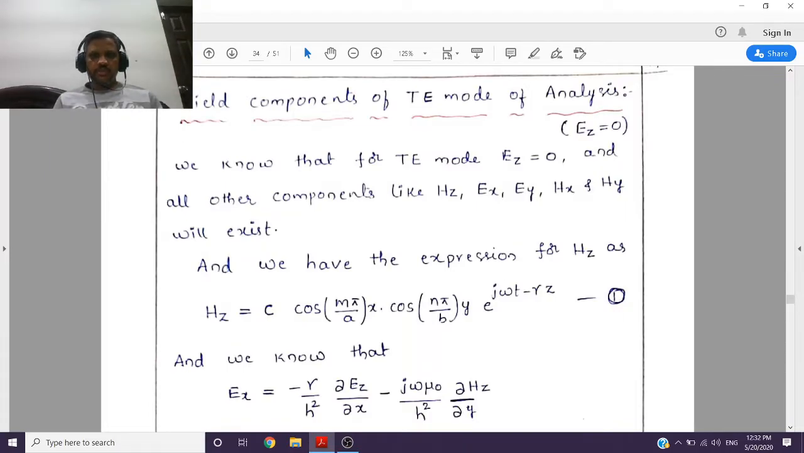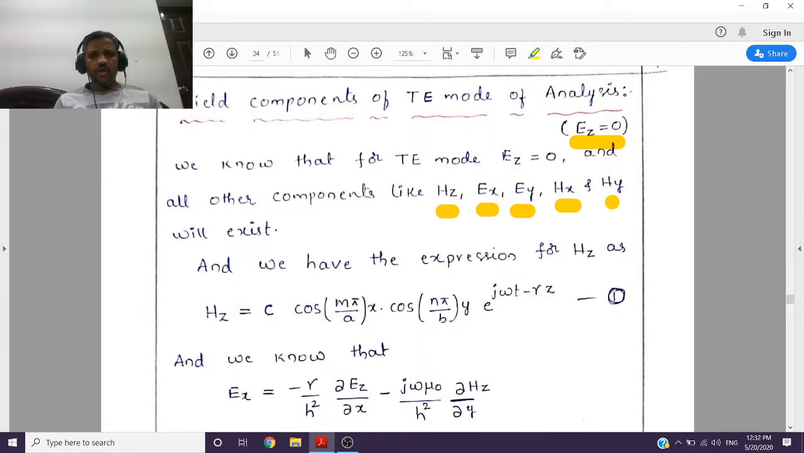Now, by using that expression, we are going to find out the field components of transverse electric mode of analysis. So why do we require these field components? In these field components, we are going to find out the expressions for Ex, Ey, Hx and Hy. As we already know that Ez is 0 and we have calculated Hz, we need to find out Ex, Ey, Hx and Hy. But how do we find these?